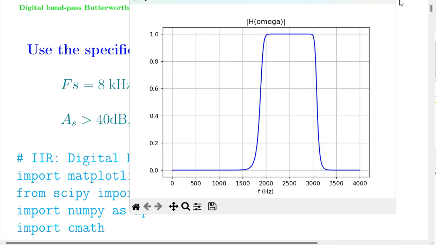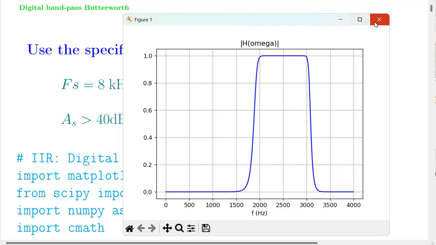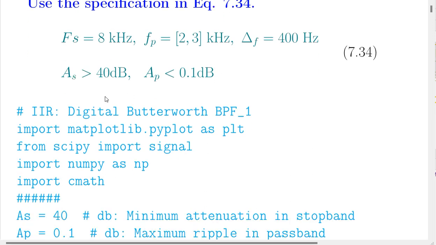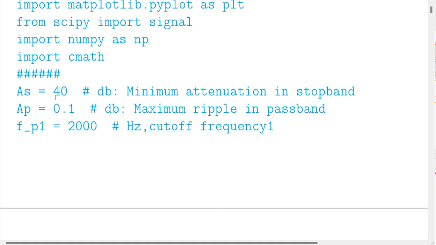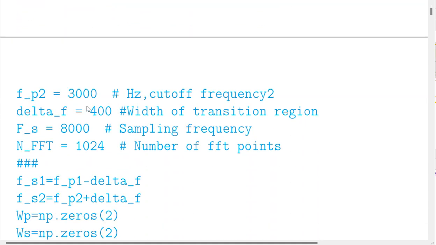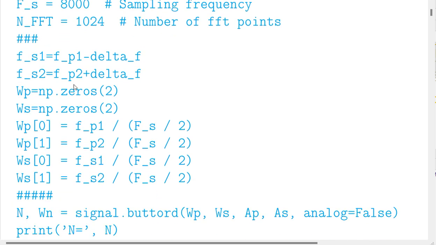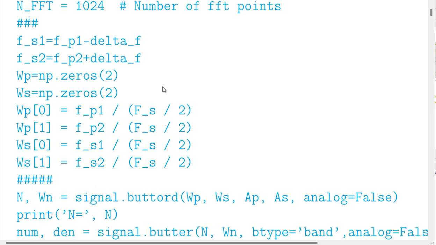Now, again, the details, declaration of the parameters. Now, two stopband frequencies are reported to be the first one, FP1 minus delta F, and the second one, FP2 plus delta F, based on the definition for a bandpass filter.